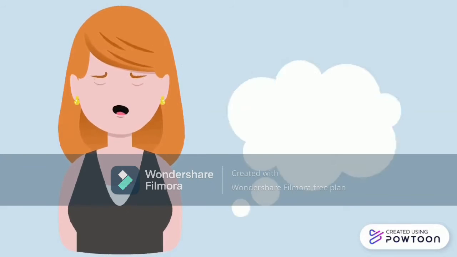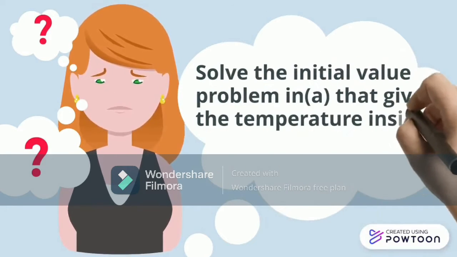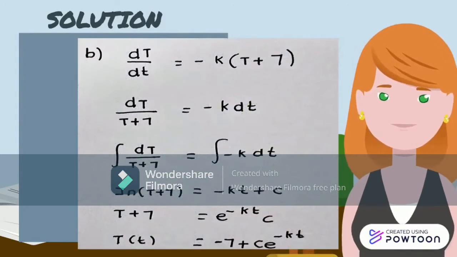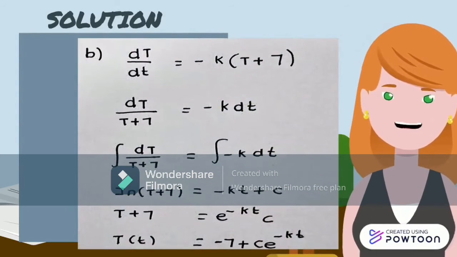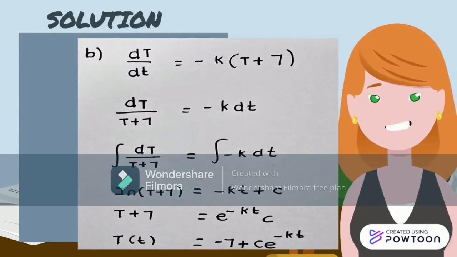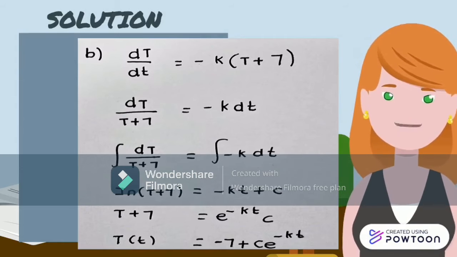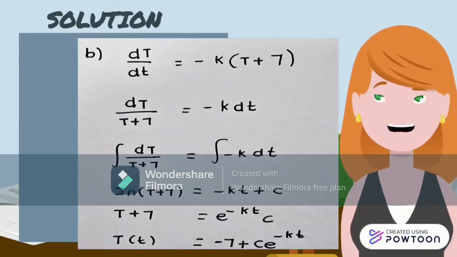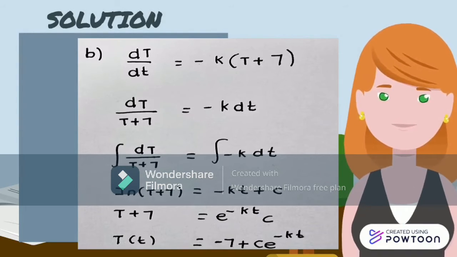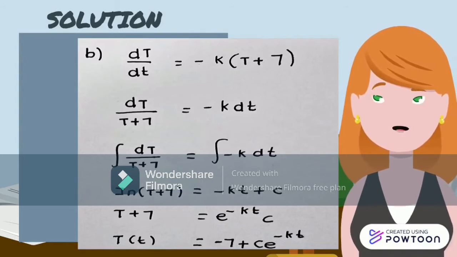Here, I would like to explain question 1b. First of all, we need to apply Newton's law of cooling to this problem. Let me go step by step. First, we write dT with respect to time, which is equivalent to k times the temperature minus the surrounding temperature, which is negative 7 degrees Celsius. Here we get the change in temperature with respect to time, which is equivalent to k (T plus 7).